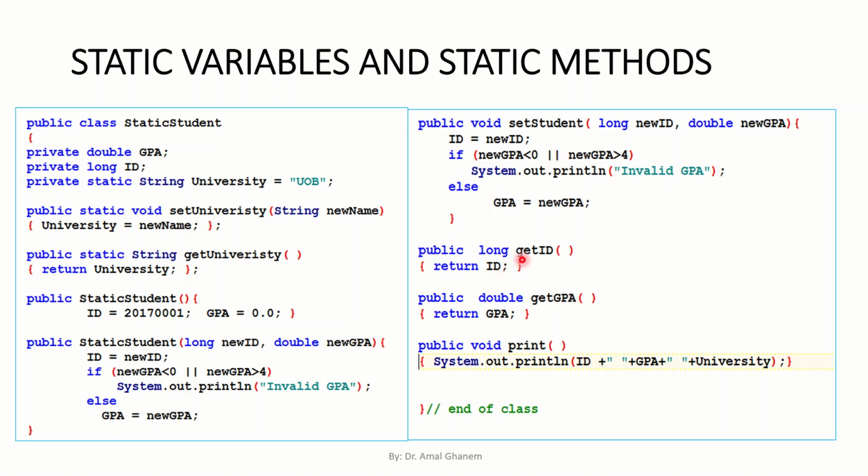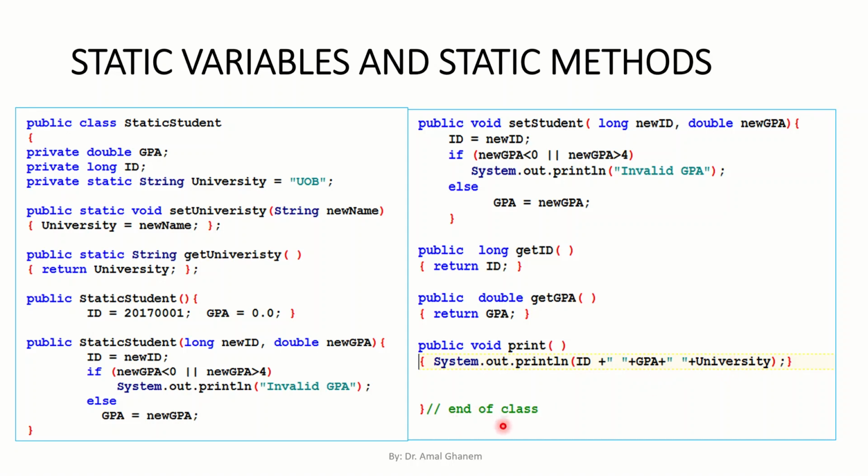We have two get methods, getID and getGPA. They will return the ID and the GPA, ID of type long and GPA of type double. So we have public long getID, public double getGPA. And the printing method, this is a void printing method, and of course it's public. All we will do is output the value of the ID, GPA, and then university.